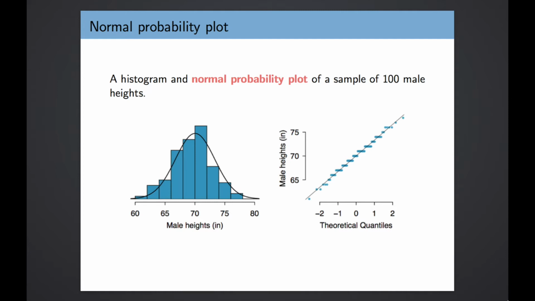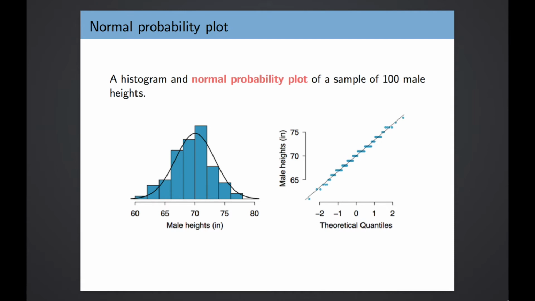It's got one mode, the bulk of the data is toward the middle, and then it trails off more or less at the same rate to either side of the mean. And the data seems to be pretty well contained underneath the bulk of this normal curve. To the right of that is this normal probability or quantile-quantile plot.